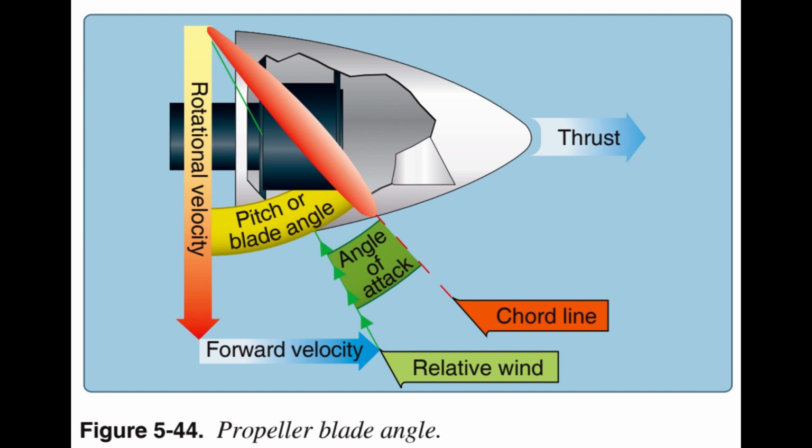Because most propellers have a flat blade face, the chord line is often drawn along the face of the propeller blade. Pitch is not blade angle, but because pitch is largely determined by blade angle, the two terms are often used interchangeably.